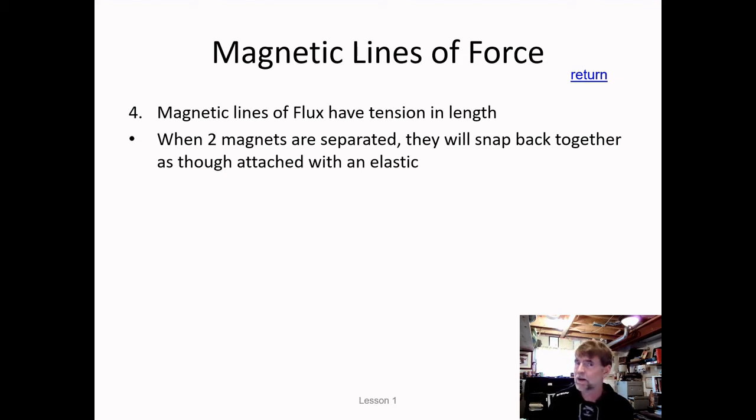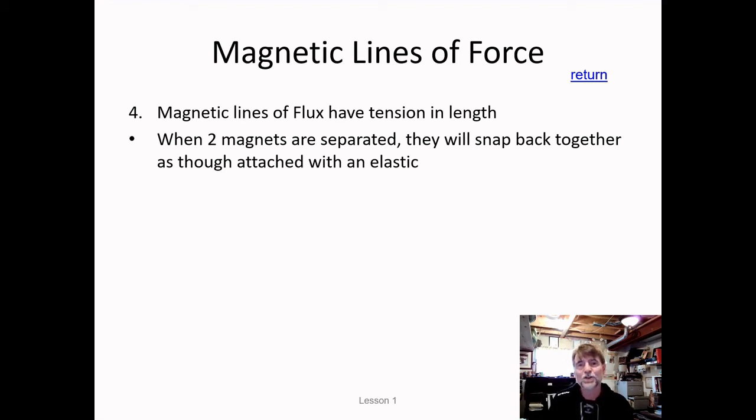The other thing we have to talk about, though, is the amount of tension. And here the magnetic line of flux is the exact opposite of the elastic. As we stretch the elastic further and further, the more tension it has, the stronger it is pulling back towards its original length. Lines of flux are the exact opposite. They offer the most tension. They are the strongest when they are the smallest.